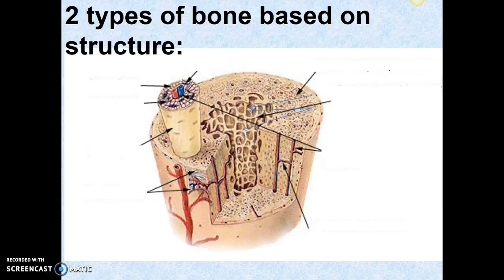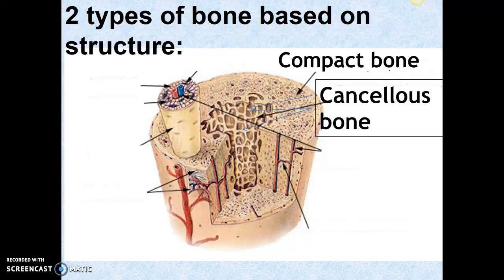Back to the bones on the inside. Two types of bones based upon their structure. If you look on the outside of the bone, where it's compact and hard, that part of bone we call compact bone. The medulla, the medullary cavity of the bone, and the epiphyseal ends are made of this scaffolding, which looks like a bunch of scaffolding, called cancellous bone. The common name is spongy bone.